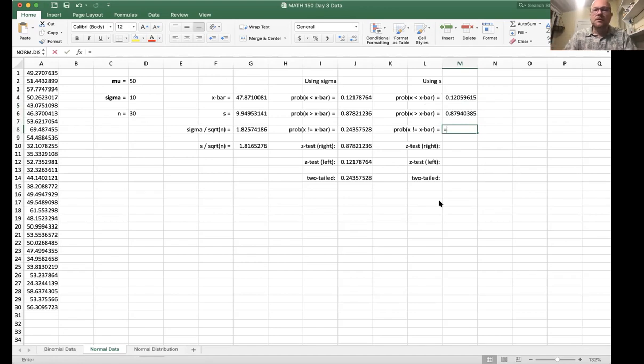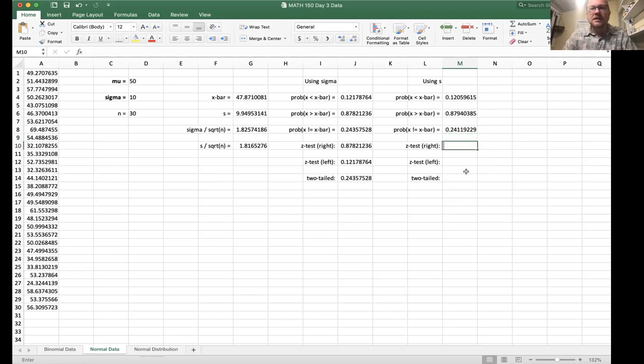And then how did we get from that the probability that x was not equal to it? We said equals, I have a bug that just landed on my monitor. Oh, shouldn't work at night. Okay, equals 2 times the minimum of those two things. And you just highlight them, let them go with that. And notice we got a very similar number.